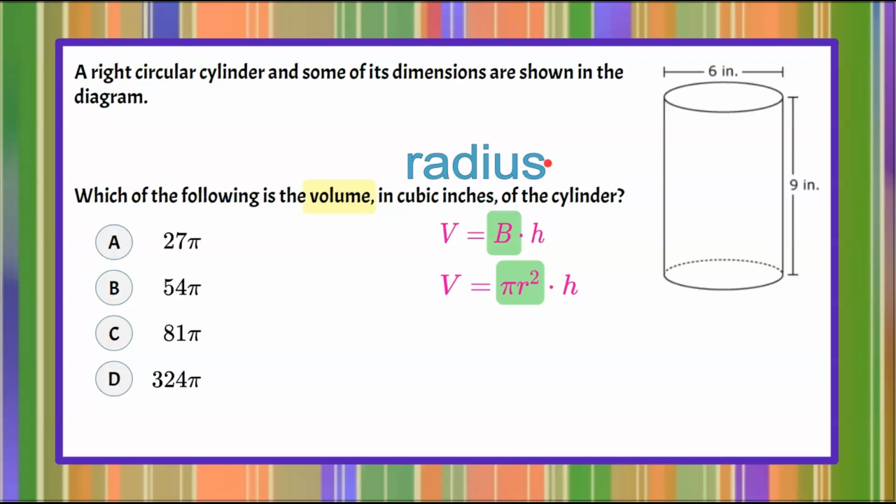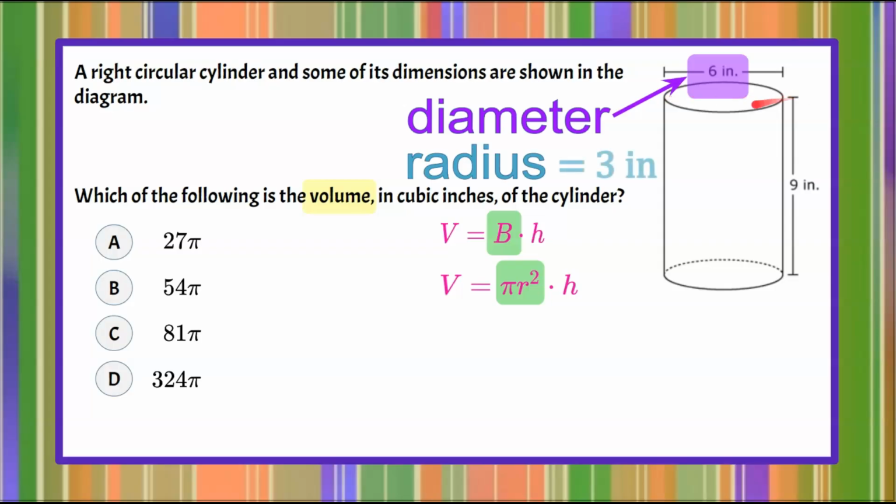So we need the radius, which we can see given here is not. This is the diameter. It's going from edge to edge of the circle, and that is 6 inches. So we know that the radius is going to be half of that because the radius goes from the center out to the edge, not passing through the center all the way. So the radius here is 3 inches. So we know what our R is.